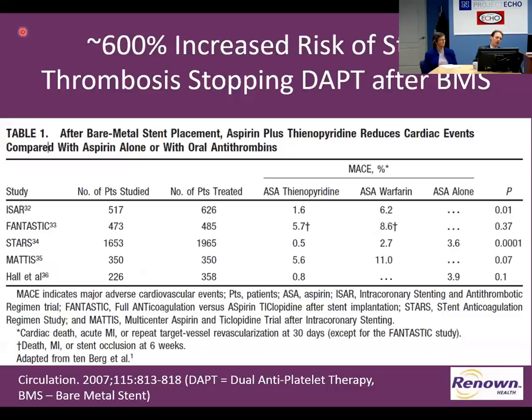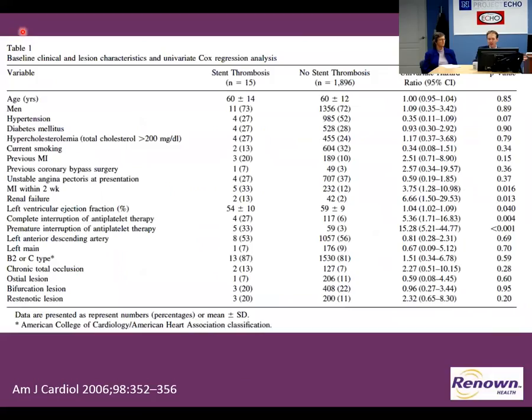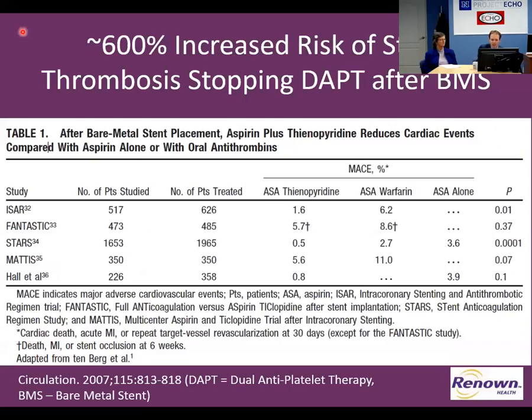But what if you don't? And so you have to go back to some of the early trial data to figure out how important it is to put people on dual antiplatelet therapy, for example, after a stent. And if you look here, there's about 6 times in between these trials, aspirin alone versus aspirin and another P2Y12 antagonist. There's about a 600% increased risk of events, coronary events. And this is in the case of bare metal stents. Drug-eluting stents is even worse.